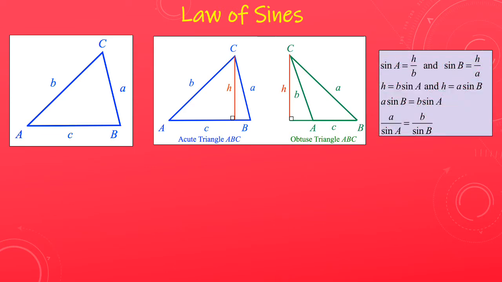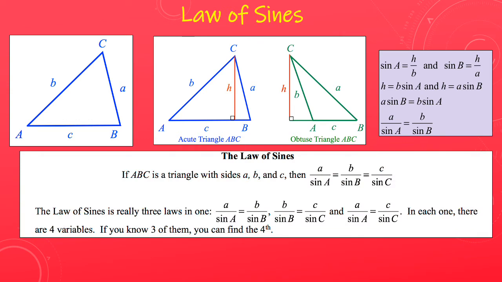So, in either picture, the sine of A is equal to opposite over hypotenuse, which is h over b. And the same thing is true for sine B, which is equal to opposite over hypotenuse, or h over a. And therefore, h is equal to b sine A, and h is equal to a sine B. And therefore, a sine B is equal to b sine A. And doing division, we end up with a over sine A is equal to b over sine B.